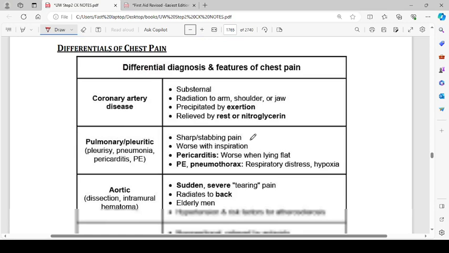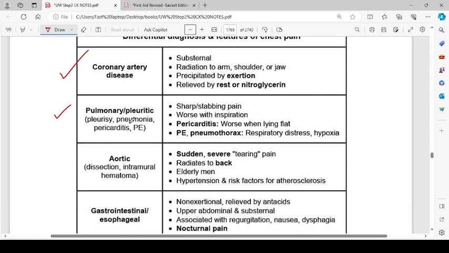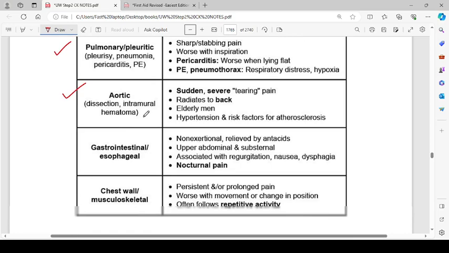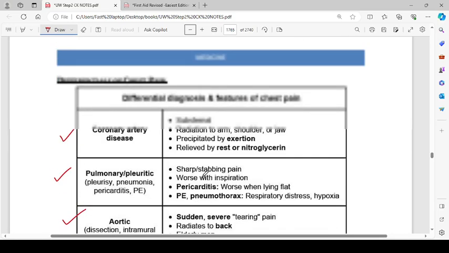So I think we have talked about this before, but okay, let's do them again. Initially: coronary artery disease, pulmonic or pleuritic causes (pleurisy, pneumonia, pericarditis, and pulmonary embolism), then aortic causes including dissection and intramural hematoma, gastrointestinal and esophageal causes, and chest wall or musculoskeletal causes. Firstly, the coronary artery disease.